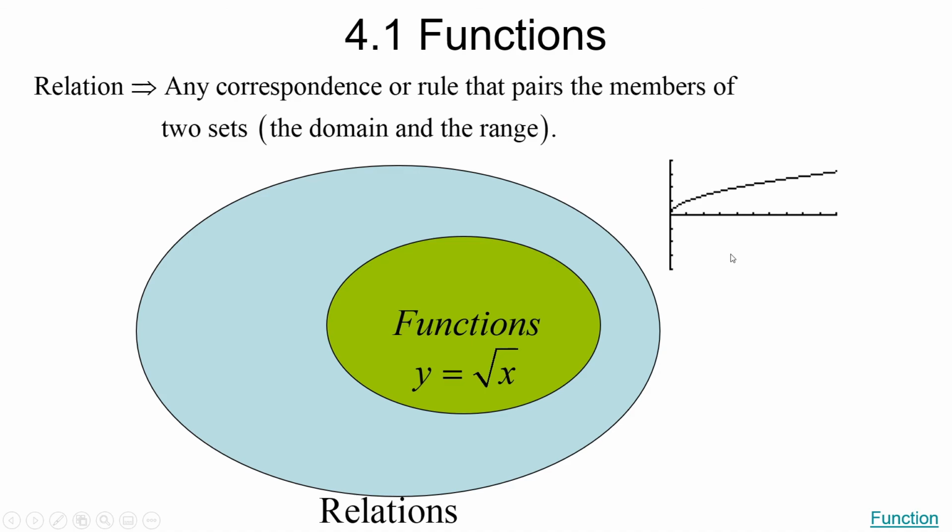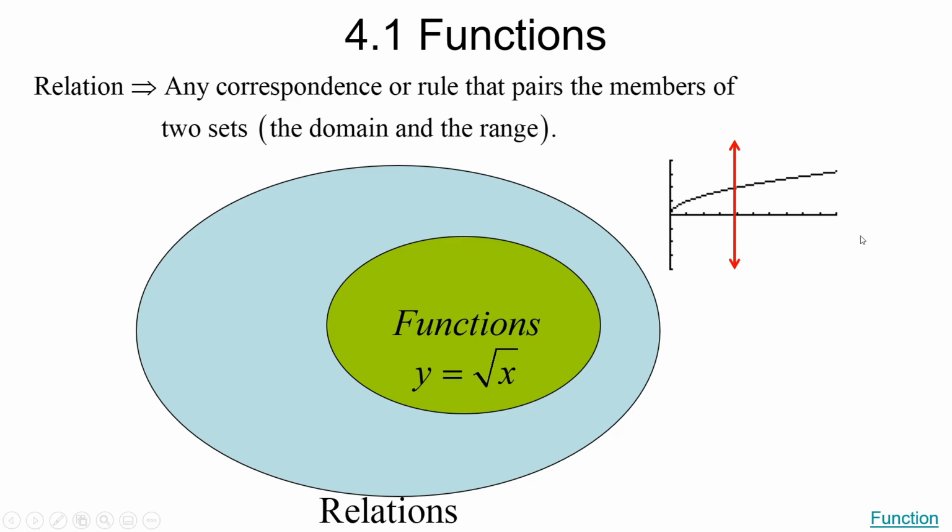How do I know it is a function? Because every input x has one and only one output y. All right? And you can check that with a vertical line test. That vertical line, no matter where I draw it, is only going to cross that curve at one point. Now, a relation does not have to pass the vertical line test.